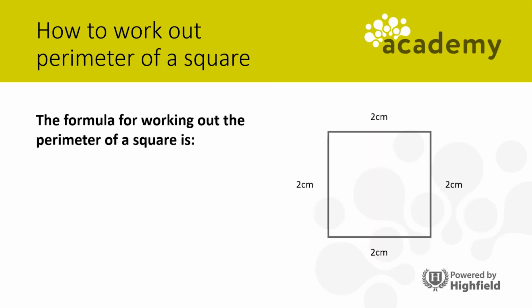The formula for working out the perimeter of a square is P equals 4A. Now A equals the length of one side of the square. And since the square is made up of 4 equal sides, perimeter equals 4 times 2. In this case, the perimeter of the square is 8 centimeters.